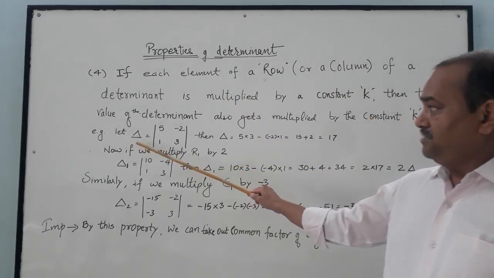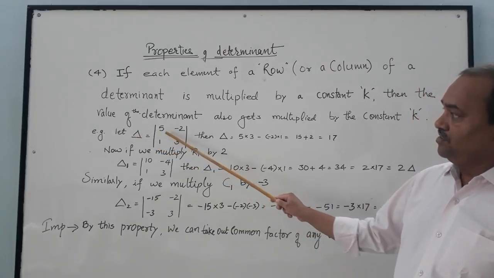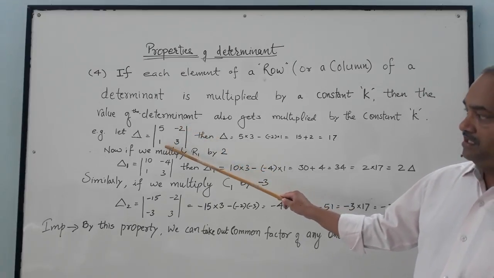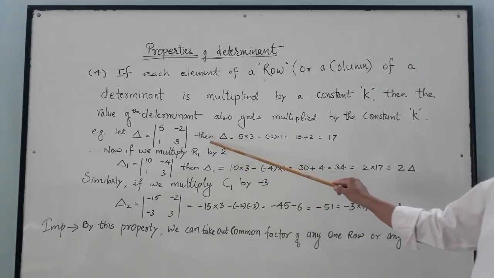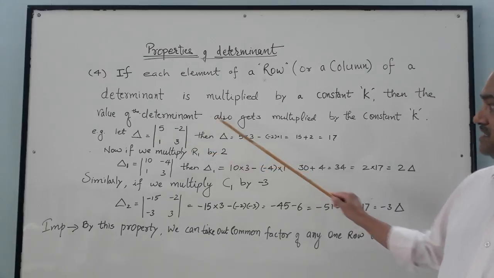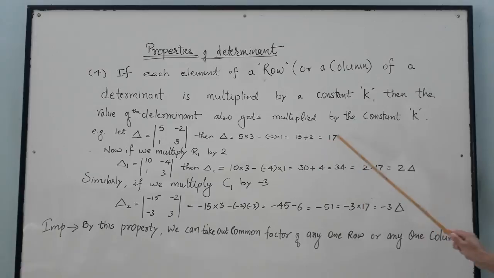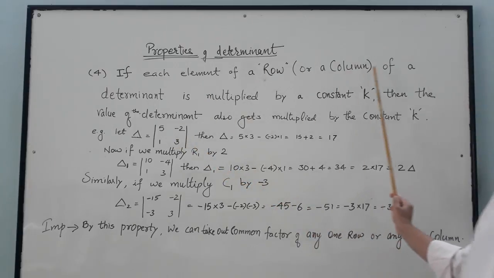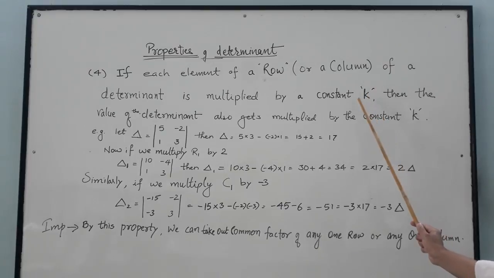For example, is taken here. One determinant of order 2. First row is made of 5, minus 2, and second row 1, 3. When we find the value of this determinant by AD minus BC, 5 into 3 minus 2 into 1, we will get 17.